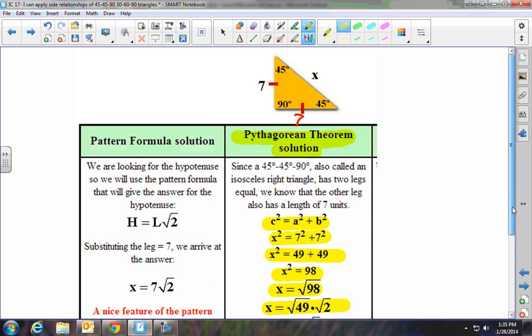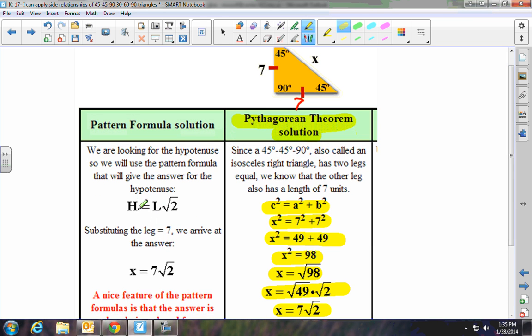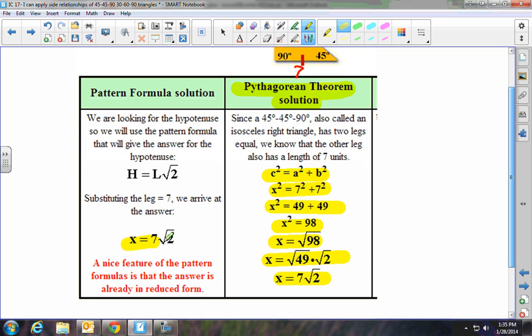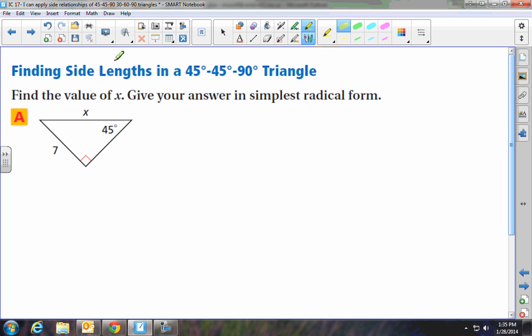But if you note the shortcut, you knew that you just took the leg and put a radical 2 on the end, and you're done, like they did over here. And it's already simplified, so that's a nice way to do it. So let's do a couple quick practices here.